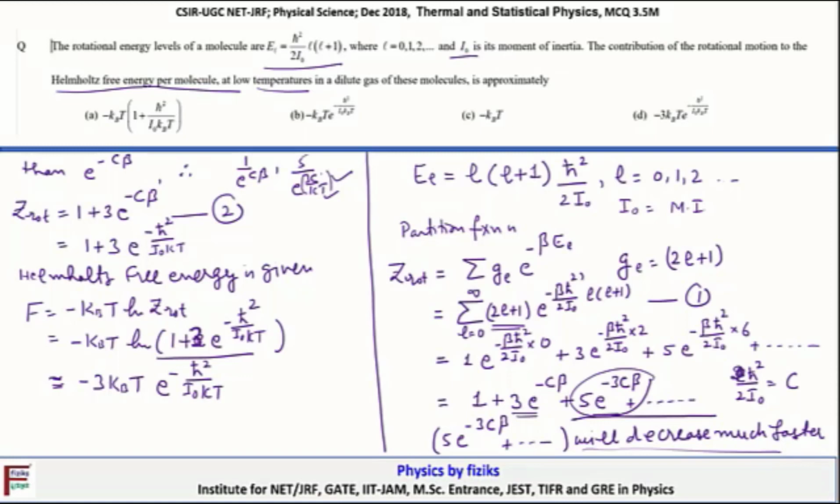So this is our final result. Here, just to let you know, we have made use of the fact that ln(1 plus x) is equal to x minus x square by 2, and for very small x, the second term can be neglected. So we made use of this fact to expand ln(1 plus 3 exponential minus h cut square upon I naught kT). Therefore the Helmholtz free energy is equal to this expression. If we compare with the options, we find that D is the correct option here.